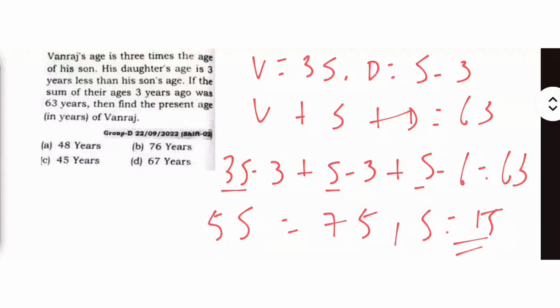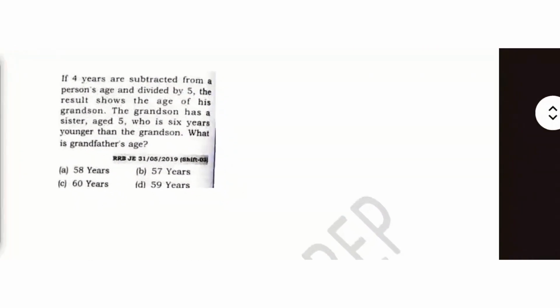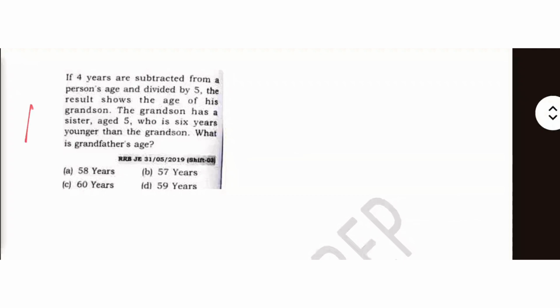What is the age of Vanraj? Vanraj is 3s, which is 45 years old. Option C. Okay, even this type of question you can expect in your CBT2.